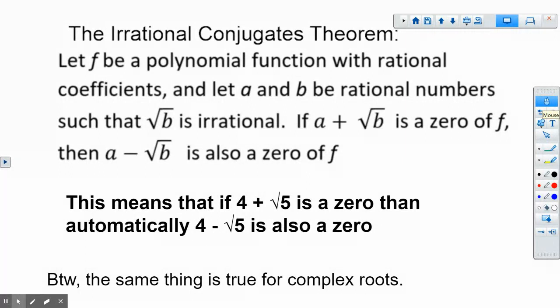And I say over here, it's also true for complex roots. So this is for polynomial functions with rational coefficients. If we have irrational or imaginary or complex coefficients, then this doesn't apply. But for the ones we're going to be dealing with, it will.